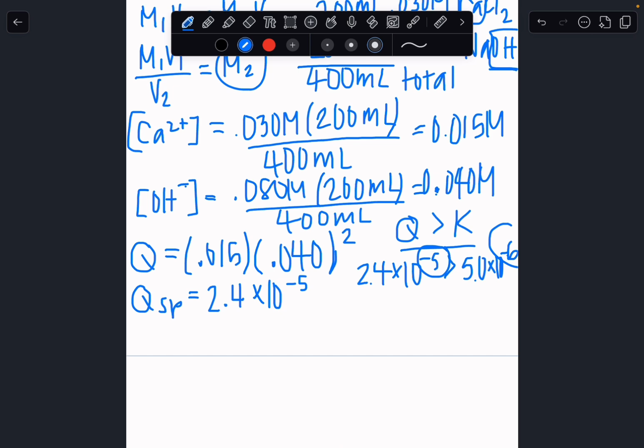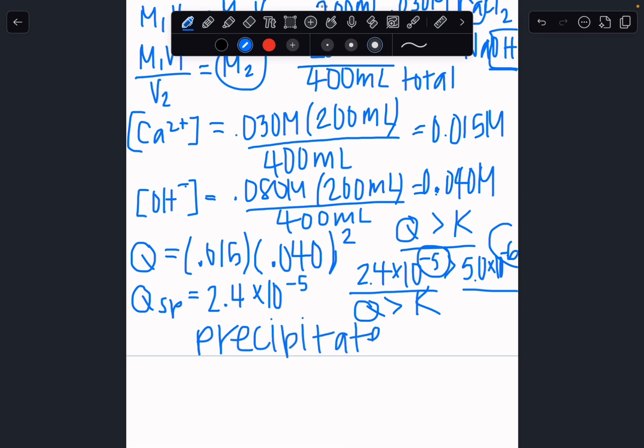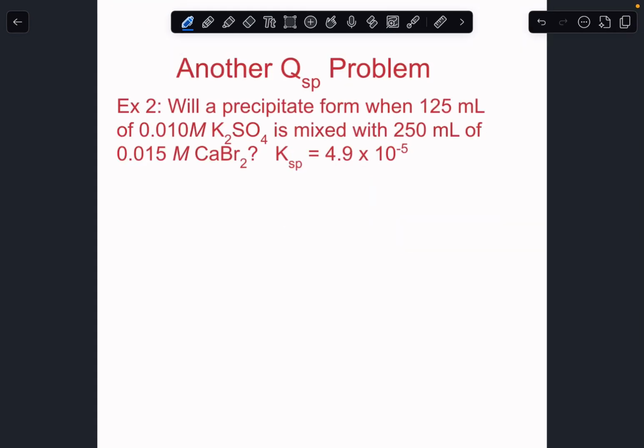So that means that since Q is more than K, the concentrations of Ca2 plus and OH minus are high enough to cause a precipitate to form. And now you see that you've proved that. Your final answer is that a precipitate will form. And you're done. For this one, take a sec and try it on your own.